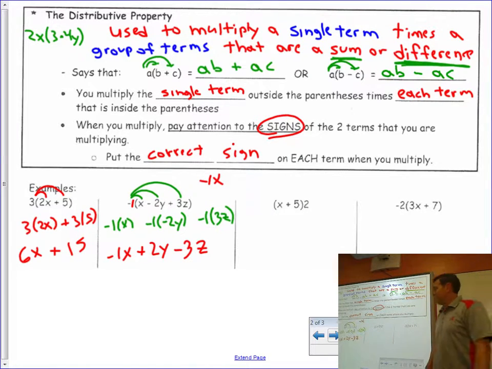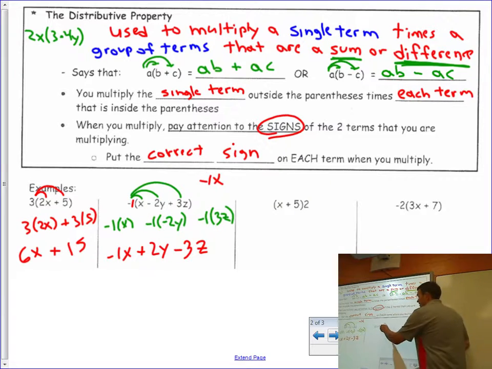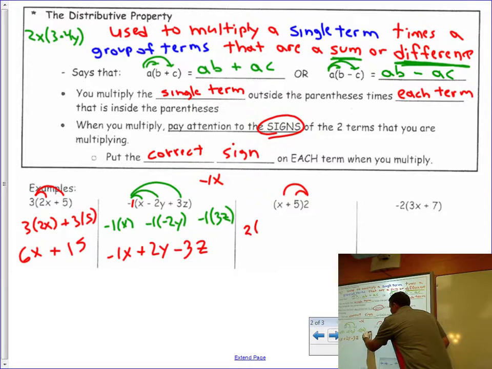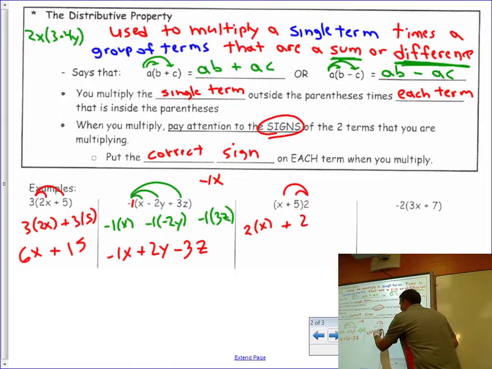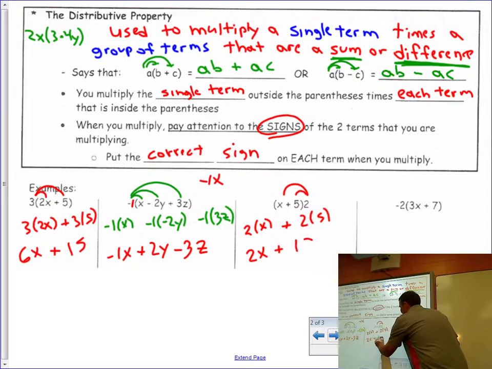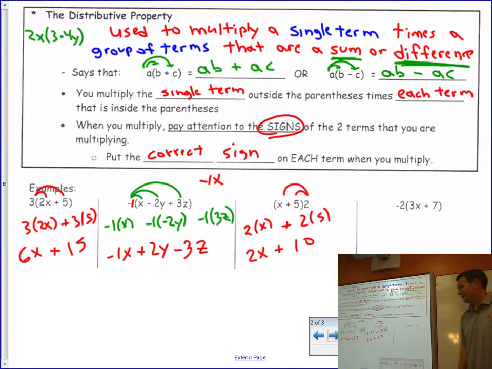All right, the next example shows what happens when the single term is on the other side of the parentheses. And what happens is it doesn't matter. It's still a single term times a group. I need to multiply 2 times each thing. The 2 times the x and the 2 times the 5. 2 times x, better written as 2x, and the 2 times the 5 is 10. I'm done with that one.